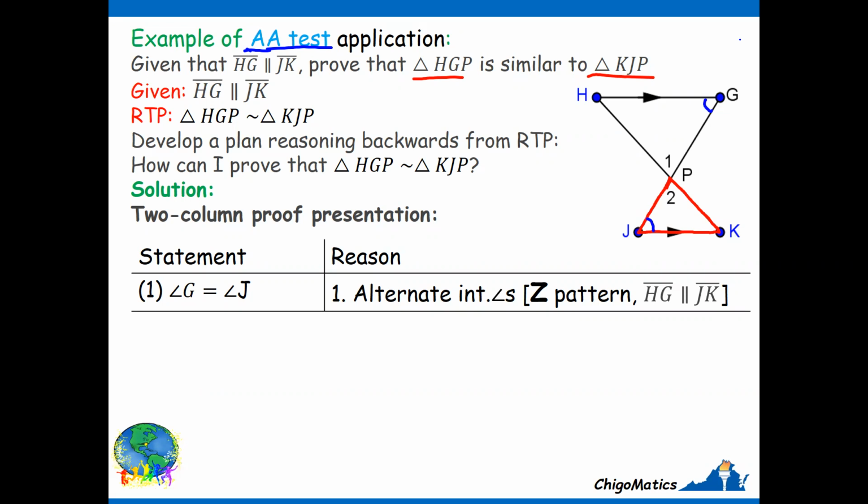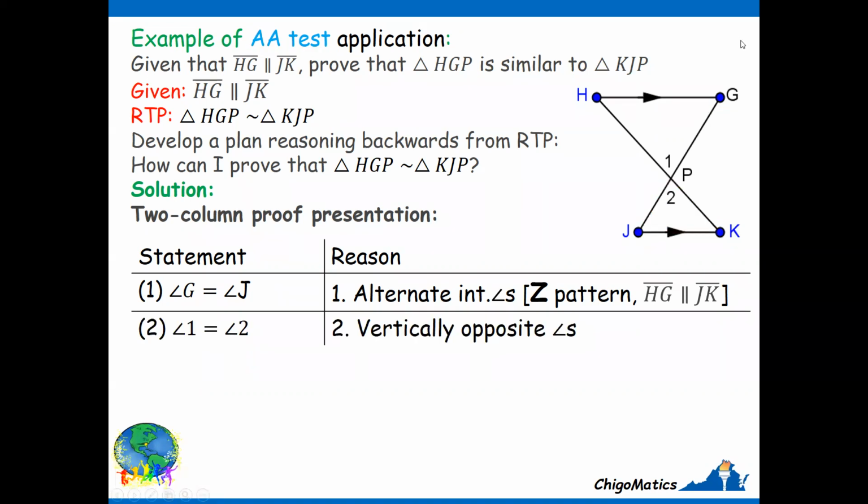Then I need another second angle. In my case, what I simply did was I was also quick to notice that angle 2 and angle 1 are equal, vertically opposite angles, because that is the intersection of JG and HK. The angles formed are vertically opposite, they are equal, right?